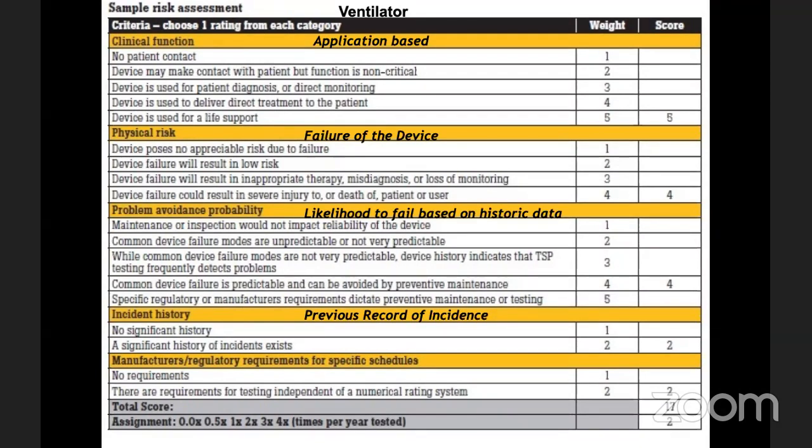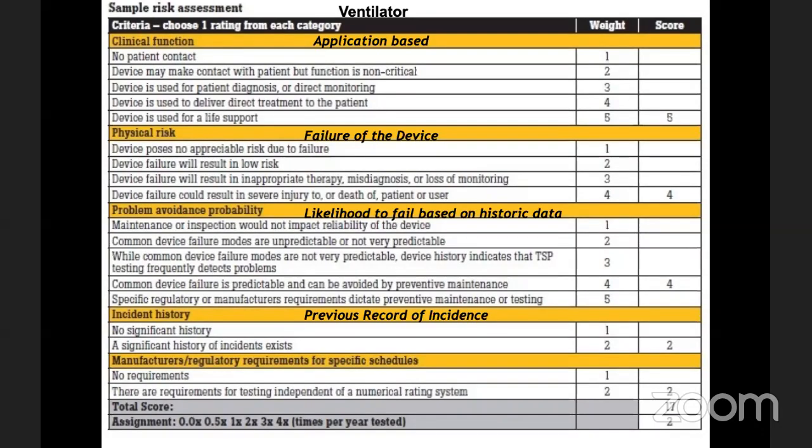What is the likelihood of the failure if you have done a preventive maintenance program? If there was a preventive maintenance program, the failure is avoidable. That we have seen. So the score is 4 over here. Previous record, has a ventilator failed and the patient died? Yes, so the score is 2. Does the manufacturer say the machine is to be checked for its performance at a particular interval? Yes, the score is 2. So 5 plus 4 plus 4 plus 2 plus 2, it is totally 17. It is 13 and above. So the ventilator has to be checked for its performance every 6 months.